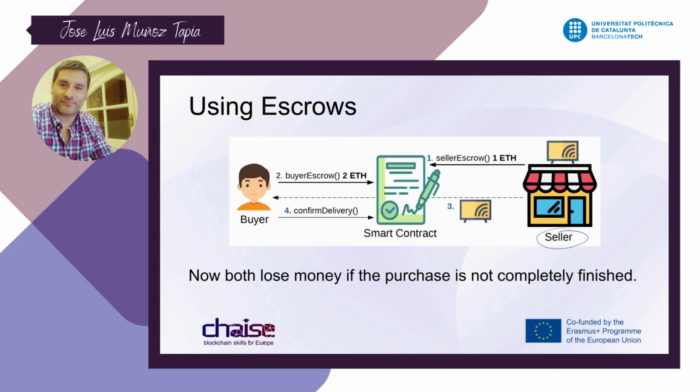Now when the seller creates the smart contract, it needs to deposit also an amount of ether. Let's say, for example, that the product that we are going to buy has a value of 1 ether. Then the seller is going to put also 1 ether on the smart contract, and the buyer is going to put 2 ethers on the smart contract, the double. So now the smart contract has 3 ethers in it. If the execution doesn't finish, at this moment the buyer is losing 2 ethers, and the seller is losing 1 ether.